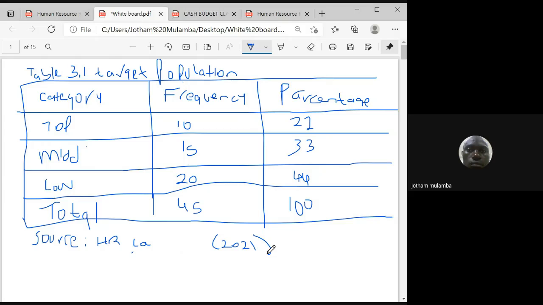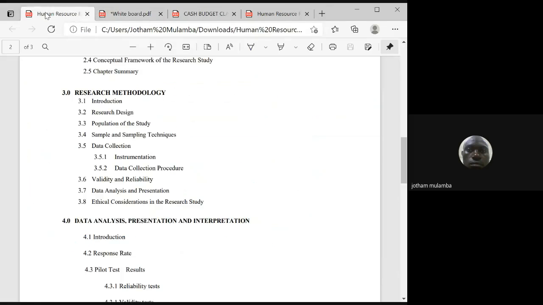So you will first of all define for us what is target population. Then you tell us what you are considering. So within that paragraph you are going to consider employees of Nairobi City County, and there are 3 categories. They have top level, mid level, and lower or bottom level or support staff. Then you give us now the numbers, and then you present the same information on the table the way you have presented. So you have finished about target population or population of the study.